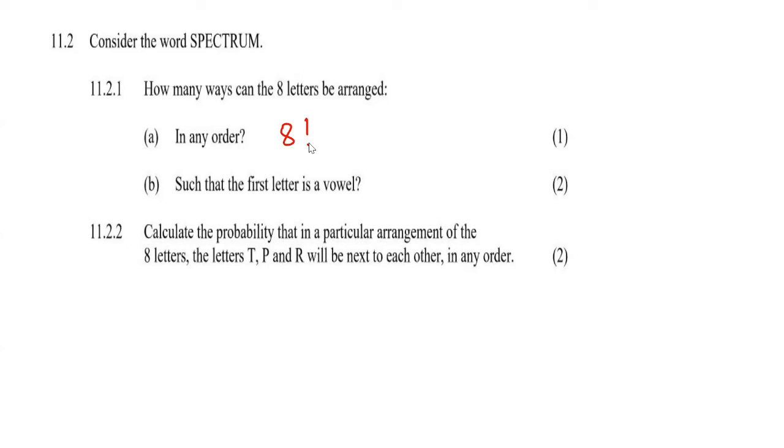So 8 factorial, that's supposed to give us 40,320. Then B, such that the first letter is a vowel. Now we're gonna be looking at this word spectrum, and then observing this word, we can see that we only have 2 vowels here. So that's the E and the U. Remember, vowels are A, E, I, O, U, right? So from the word spectrum, the only vowels that are present are E and U, right?